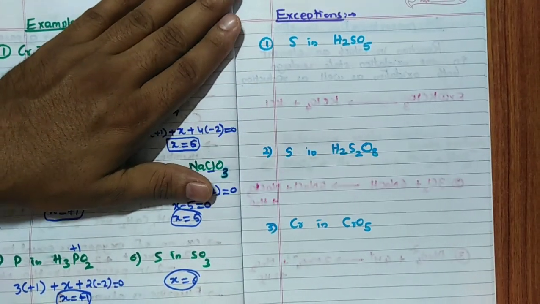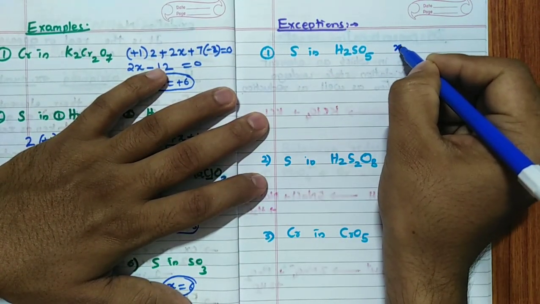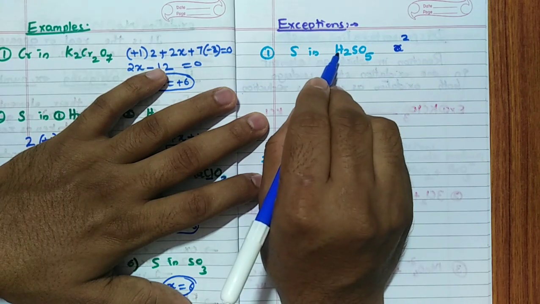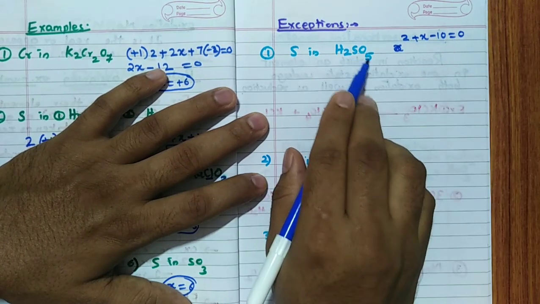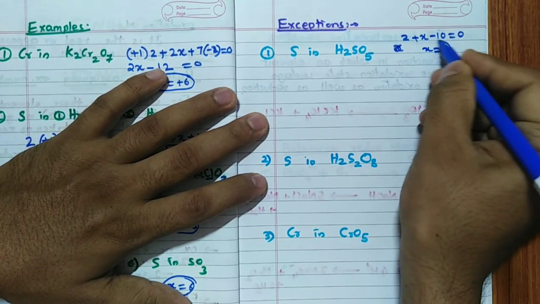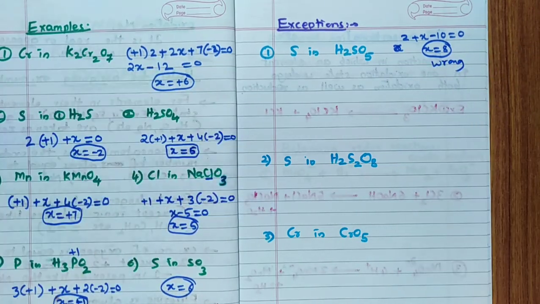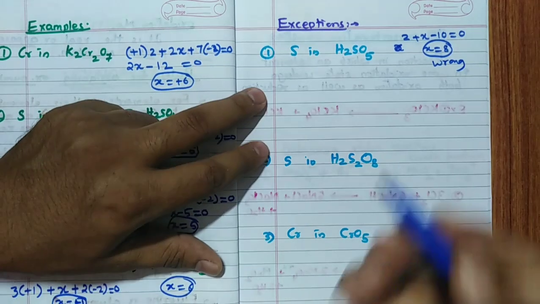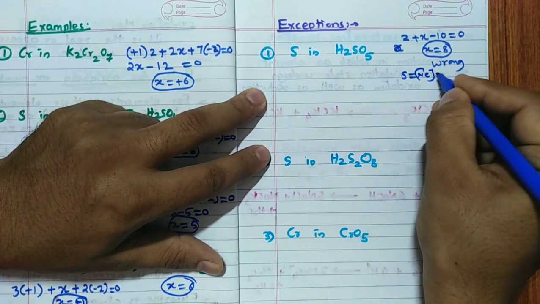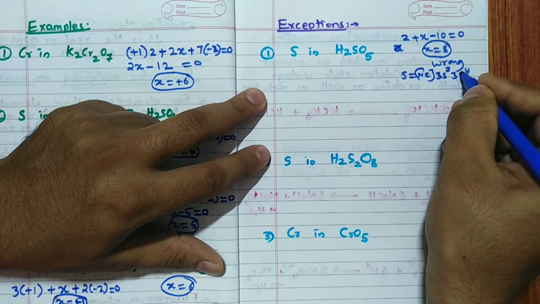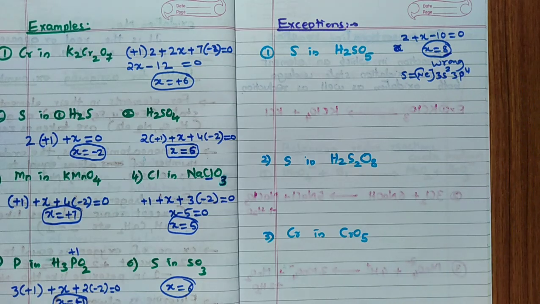But there are some exceptions. See, here in this particular case if you calculate, hydrogen is 2, hydrogen 1 into 2 plus X minus 10 equal to 0, because 5 into minus 2. So if you calculate, X is equal to 8 you will get. But this is wrong. Why it is wrong? Because remember, sulfur has the outermost configuration 3s2 3p4. How many electrons are there in the valence shell? So total 6 only. Then how is 8 possible? So it is not at all possible.